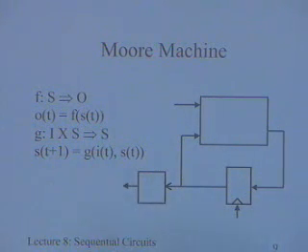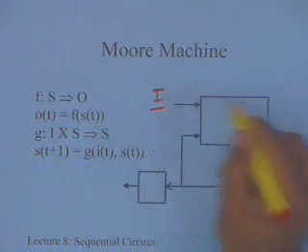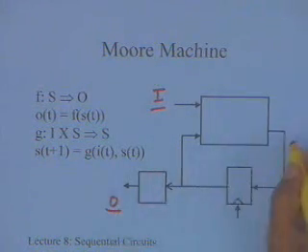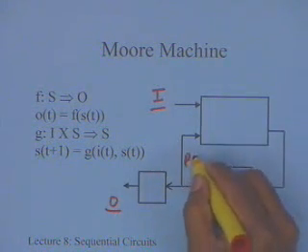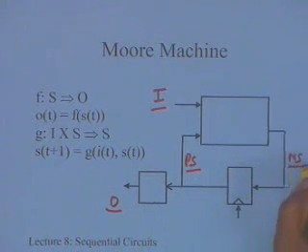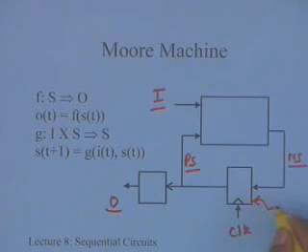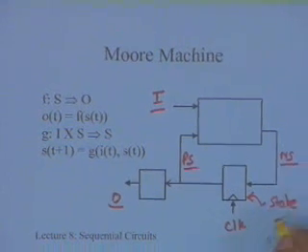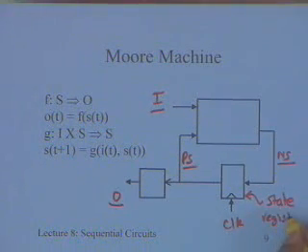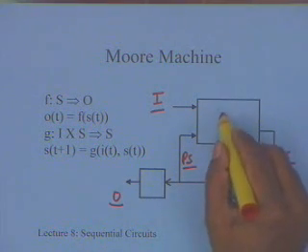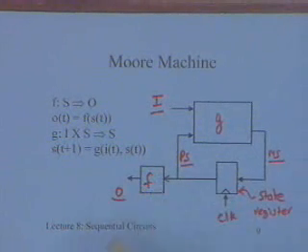The next state vector, so this is your I, this is your O, this is your present state, this is your next state. This is your clock, this is your state register. Exactly as before, except that I have split this function. So this is a function G, and this is my function F.